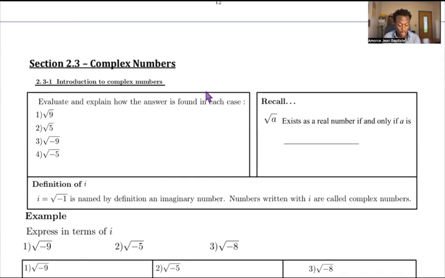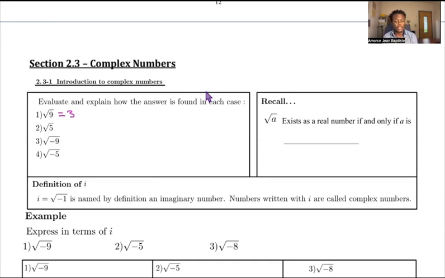Before we start, let's evaluate those numbers. Radical of 9. So the radical of 9 equals 3 because 3 times 3 equals 9. So when you take the square root, it equals 3.